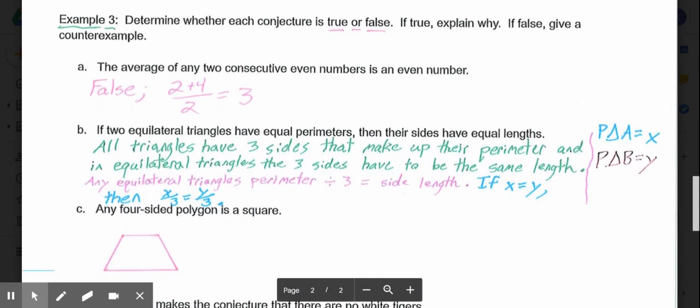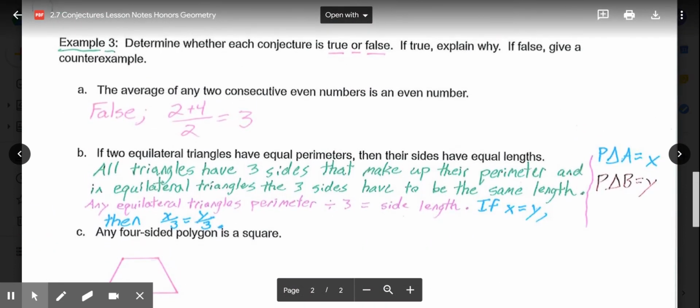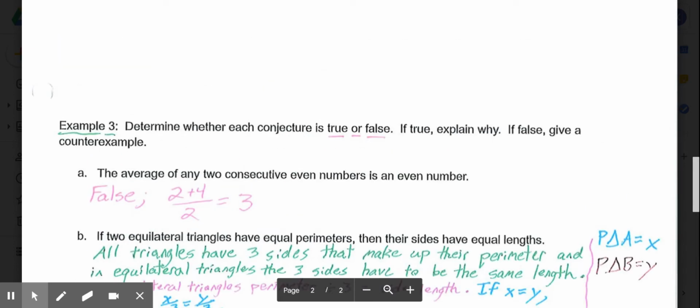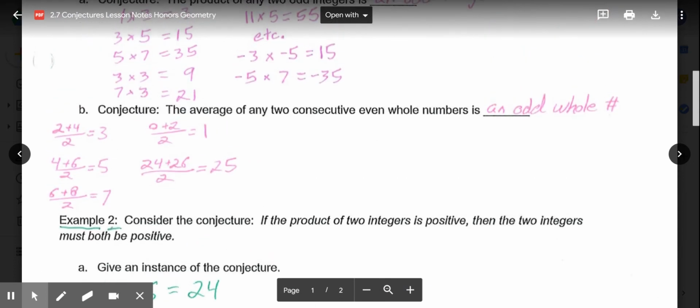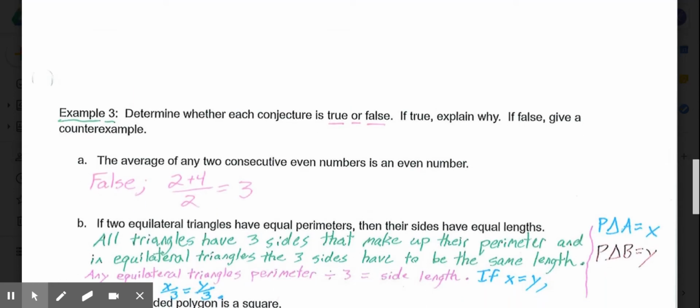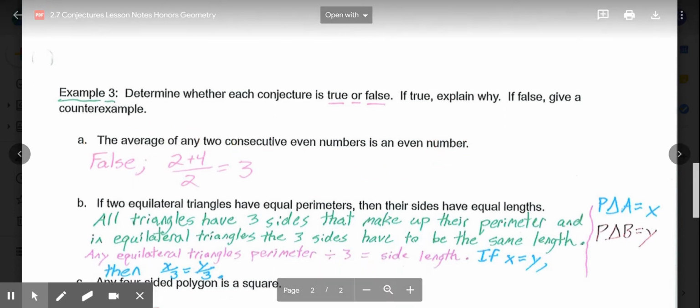And then we get into our final page here, examples 3 and 4. Example 3 says, determine whether each conjecture is true or false. If true, explain why. If false, give a single counterexample. In A, the average of any two consecutive even numbers is an even number. From before, up here, we knew that was false. So I just chose one of these as my counterexample. 2 plus 4 divided by 2 equals 3. So that counterexample shows this original conjecture is false.